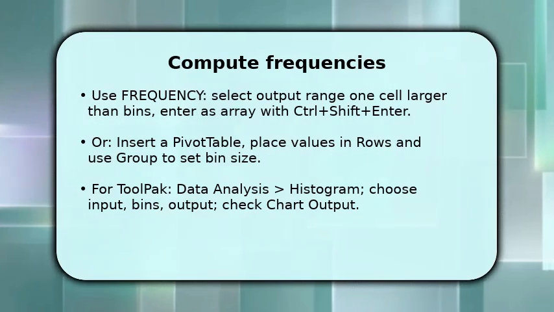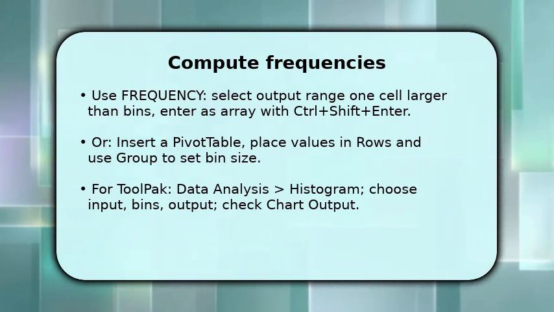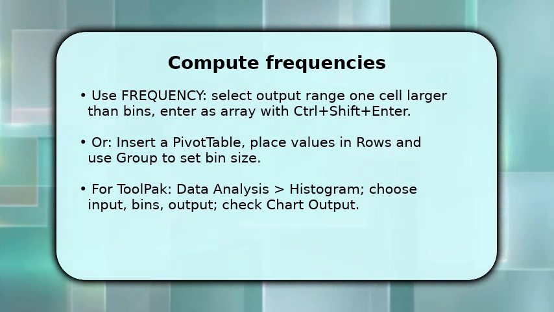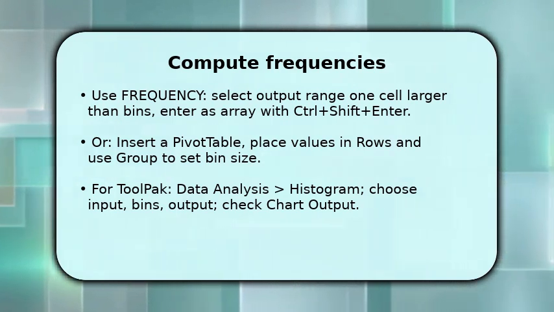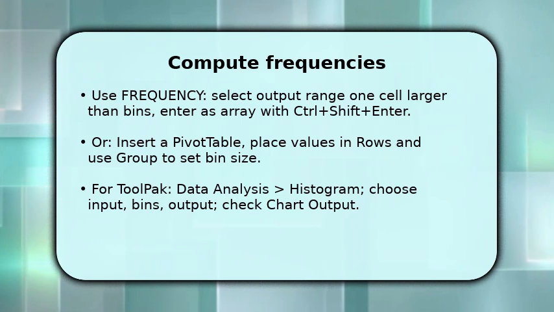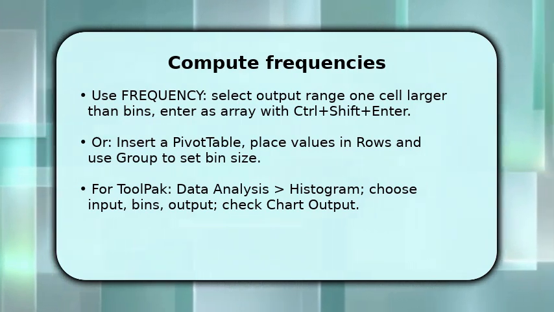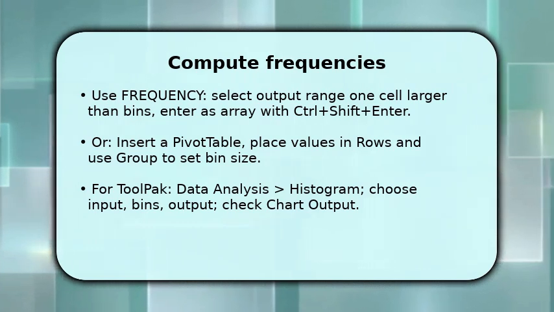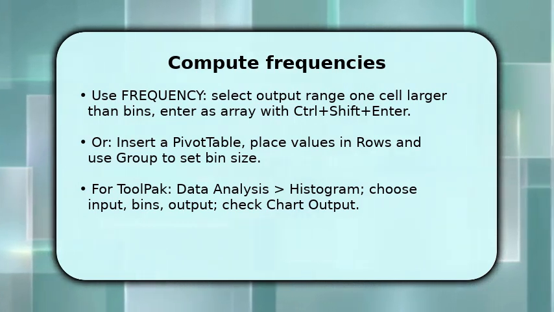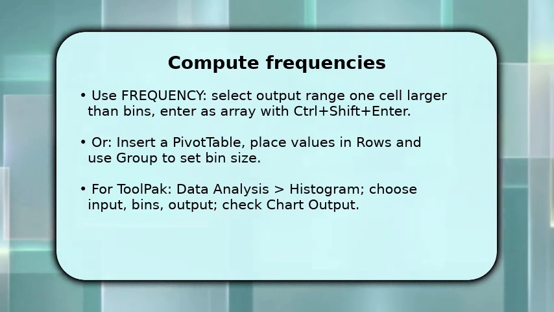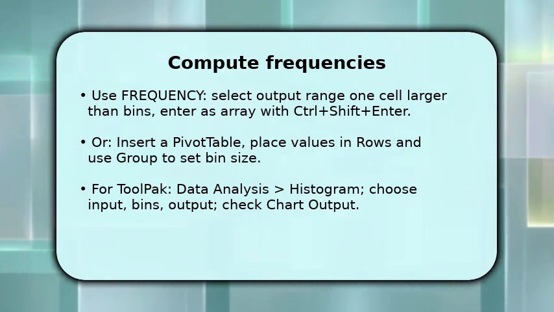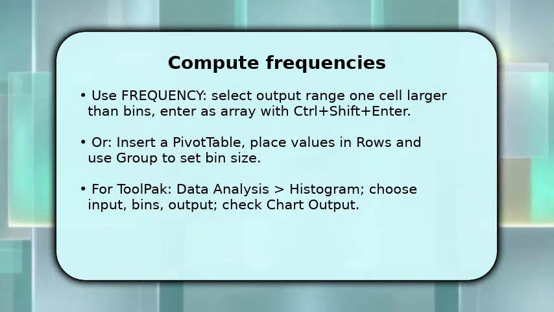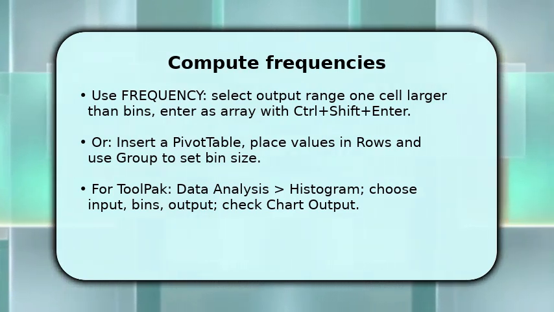Now calculate bin counts. If you use FREQUENCY, select an output range with one extra cell, type =FREQUENCY(data range, bin range), and confirm with Ctrl+Shift+Enter so Excel returns counts for each bin and an overflow. Alternatively, create a pivot table, drag the numeric field to Rows, then right-click and Group to set bin intervals. That gives flexible grouping. If you enabled the Analysis ToolPak, run Data Analysis Histogram, pick input and bin ranges, and request a chart output so you get both.